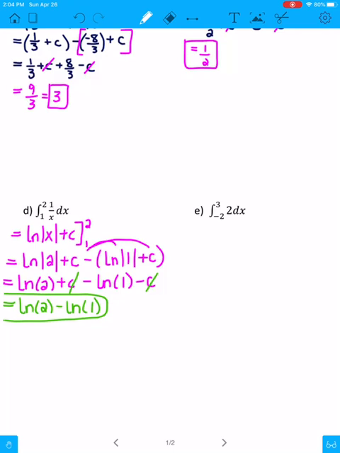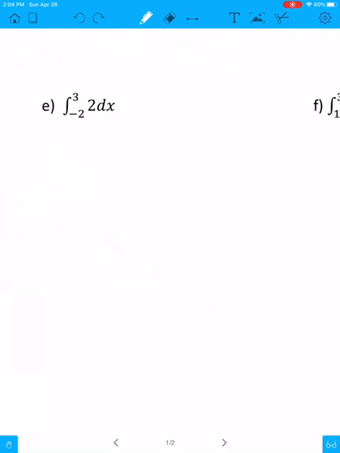All right, E is the graph of y equals 2. So the horizontal line at 2. What's the area between x equals negative 2 and x equals 3? So what would that look like? Well, we'd have a horizontal line at y equals 2. And we're trying to find the area between negative 2 and 3.